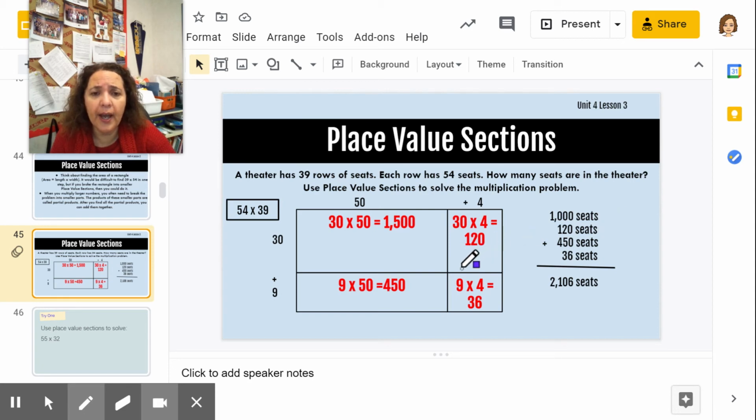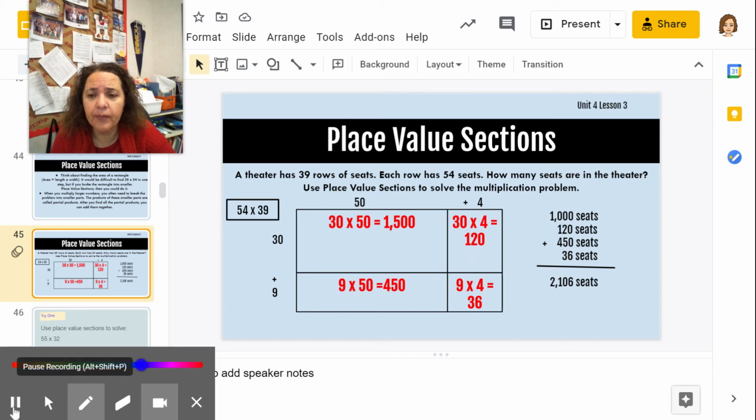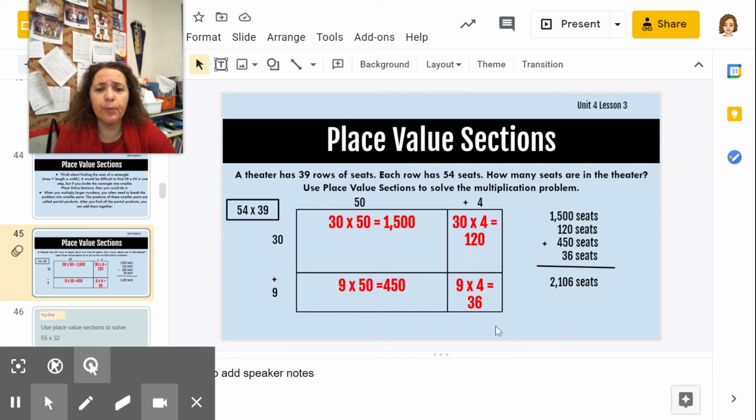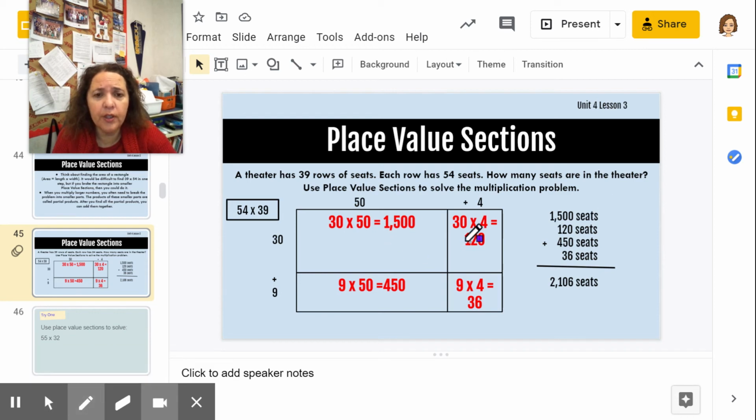Then I just simply add them up. So 1,500, 120, 450, 36, add it up. 0 plus 6 is 6. 0 plus 2 plus 5 plus 3 is 10. Carry my 1. 5 plus 1 is 6. Plus my 4 makes 10. Plus 1 makes 11. Carry my 1. There's the ones that I carried. 1 plus 1 is 2. So 2,106.